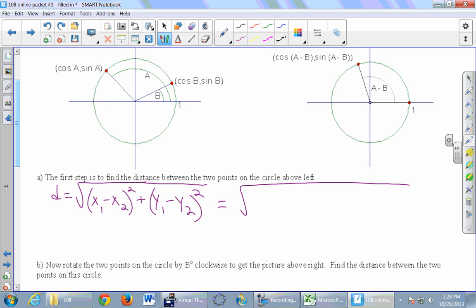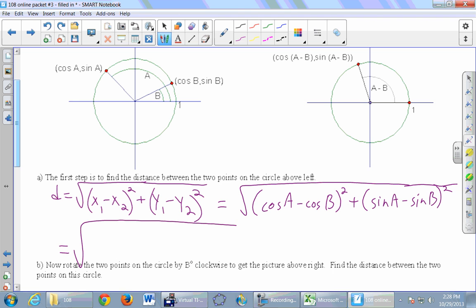So the x coordinates, cosine of A minus cosine of B, and then square. So that's the difference of the x's plus the difference of the y's. Sine of A minus sine of B, squared. Okay, so let's go a little bit further with this. So big old square root here. And we're going to FOIL out both of these things that are being squared.